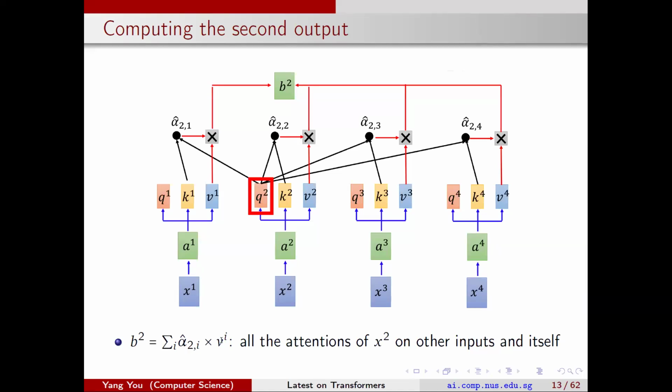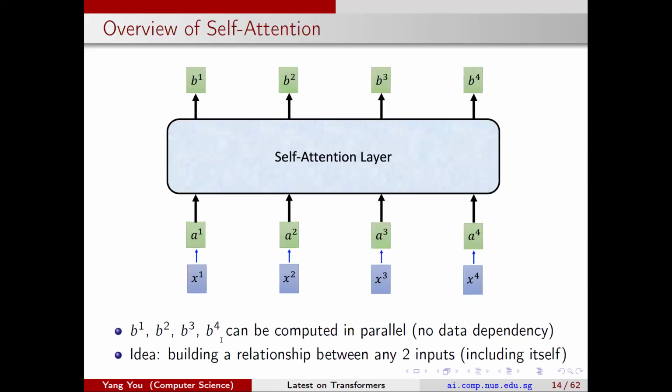The same thing you can get from 2 to 1, 2 to 2, 2 to 3, 2 to 4. And then we sum them together to get all the tensions coming from X2.